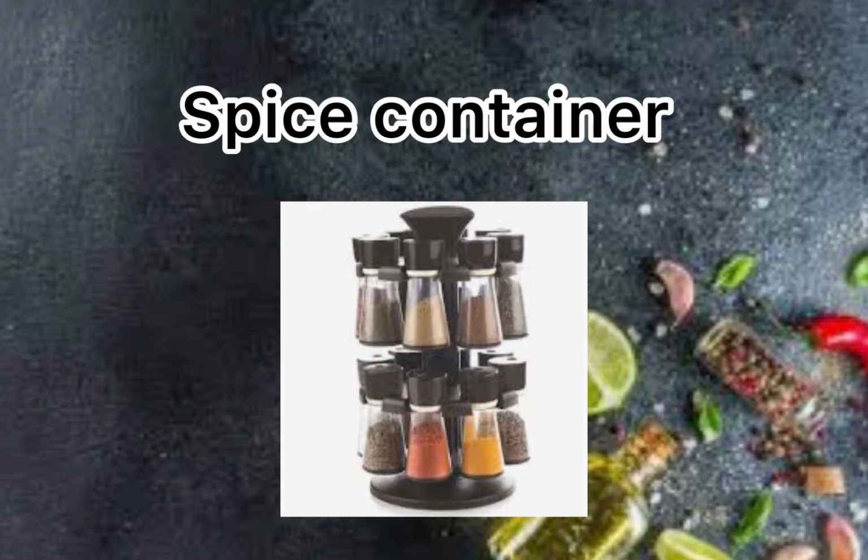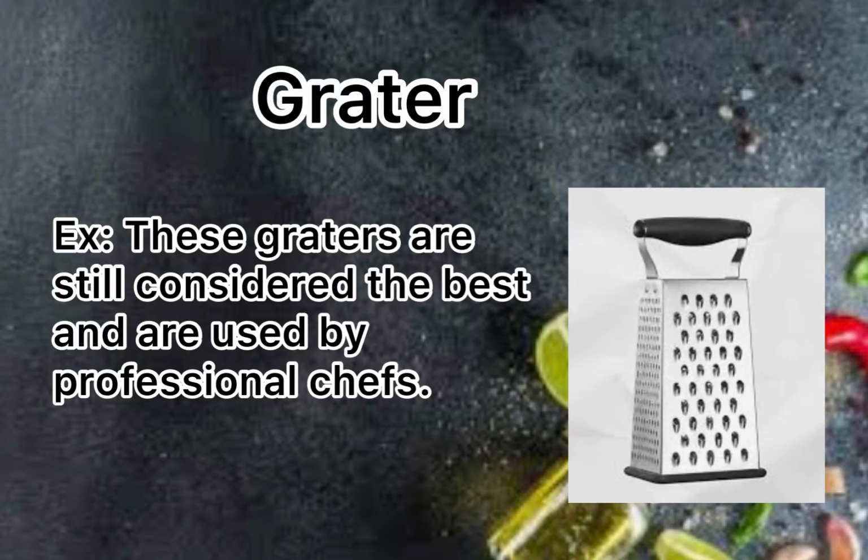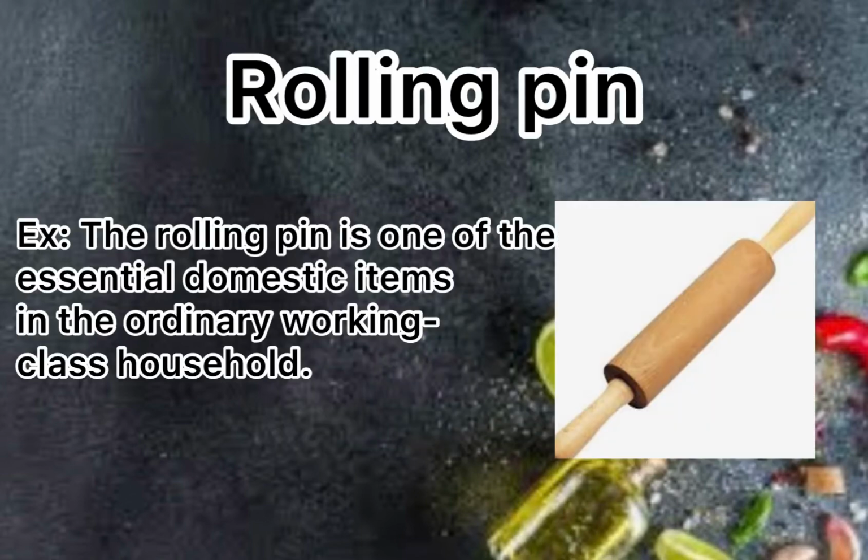Spice container. Chopping board. Use separate knives and chopping boards for cutting up salad and raw meat. Grater. These graters are still considered the best and are used by professional chefs. Oven. Rolling pin. The rolling pin is one of the essential domestic items in the ordinary working class household.